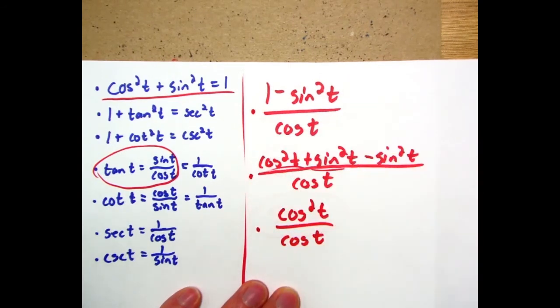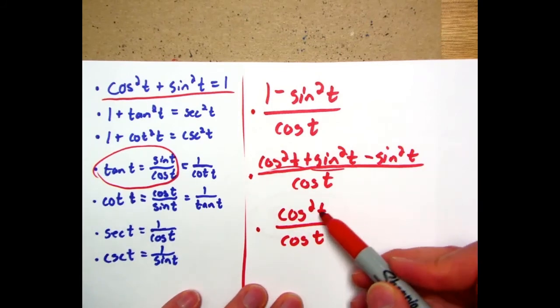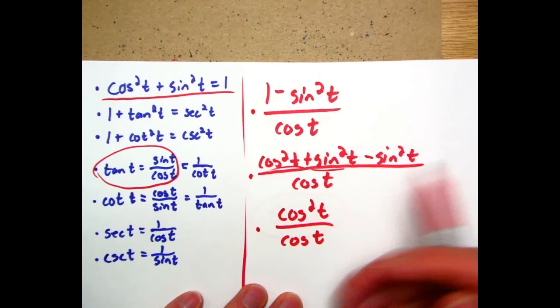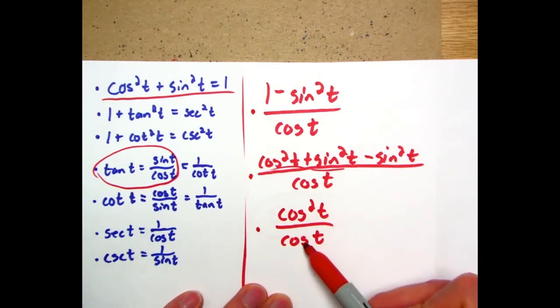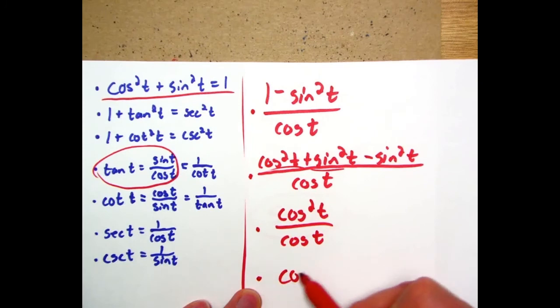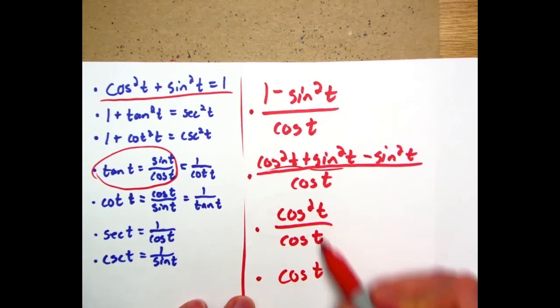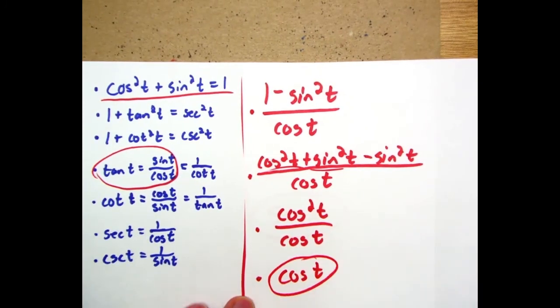This is our second step. And if you remember, cosine squared t just means that I have 2 cosines being multiplied together, which means one of these and one of these can cancel out, and I'm left with just a single cosine t in the numerator. And now it's simplified.